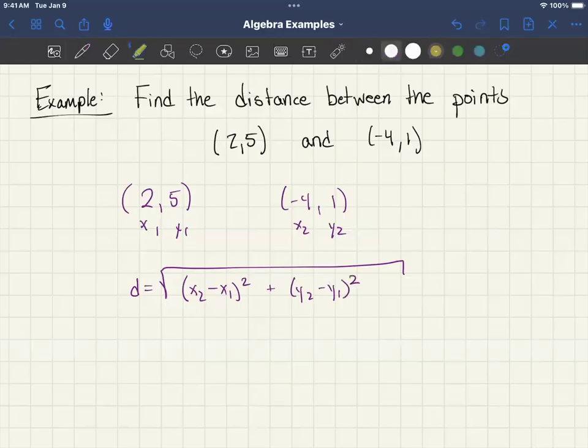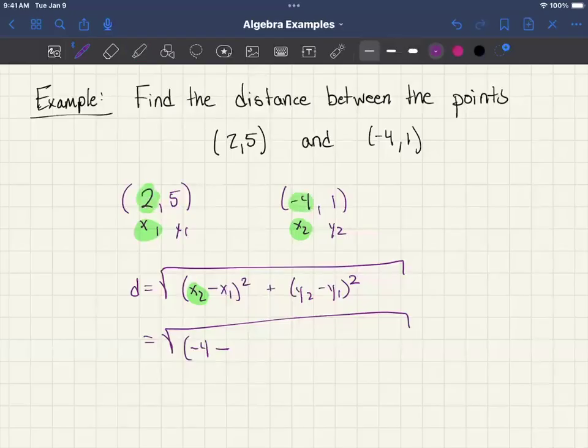All right, we're going to start off. Notice we are going to take our x2 and plug that number in. So we have d is equal to the square root of, instead of x2, negative 4 minus, and our x1 we see is right over here, so that is the number 2. So negative 4 minus 2, quantity squared, plus our y2, which is the value 1, and we are going to subtract from it our y1, which is the value 5.